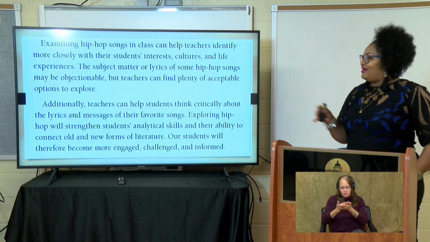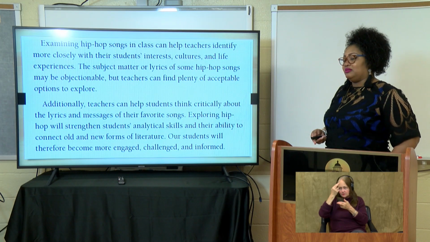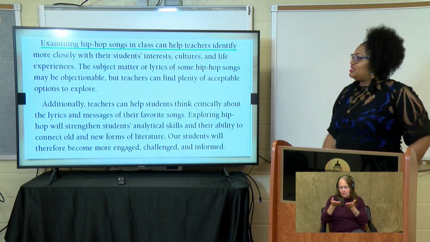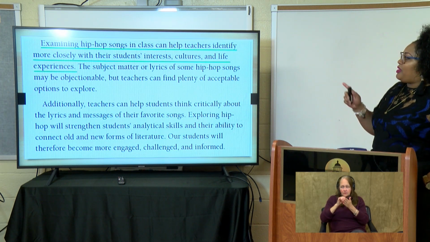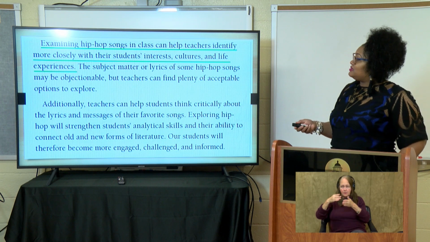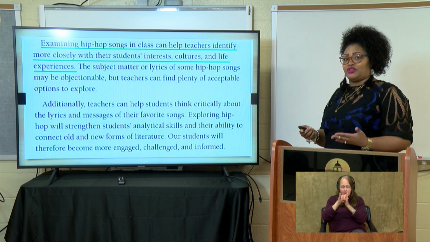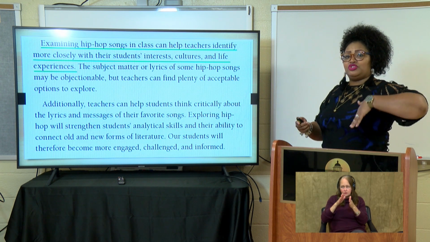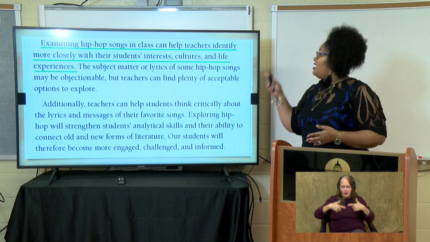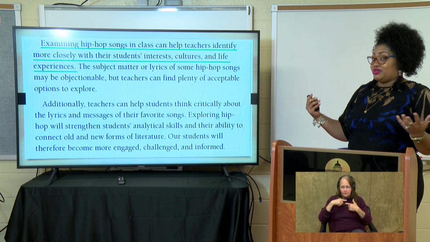Good. Now, I don't know about you, but I'm starting to like her claim. I feel deep about it. Let's look at that first paragraph here. What is the author's reason behind her claim here? Well, she states that these hip-hop songs, if we're doing them in class, the teachers can identify with their students a little closer. They can relate to their cultures and their life, as well as interests.